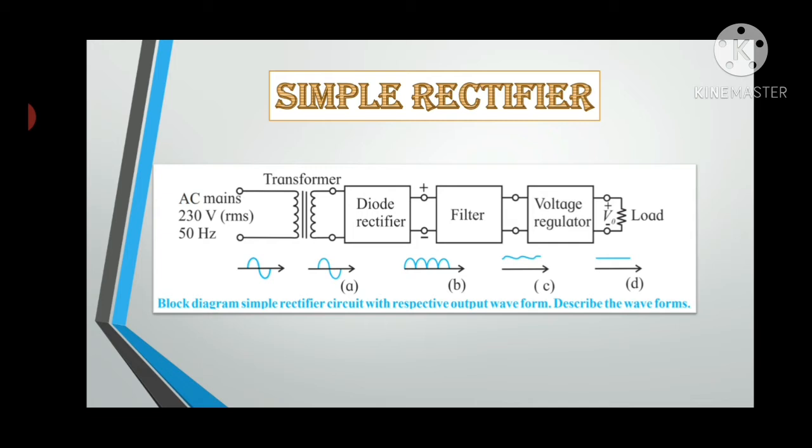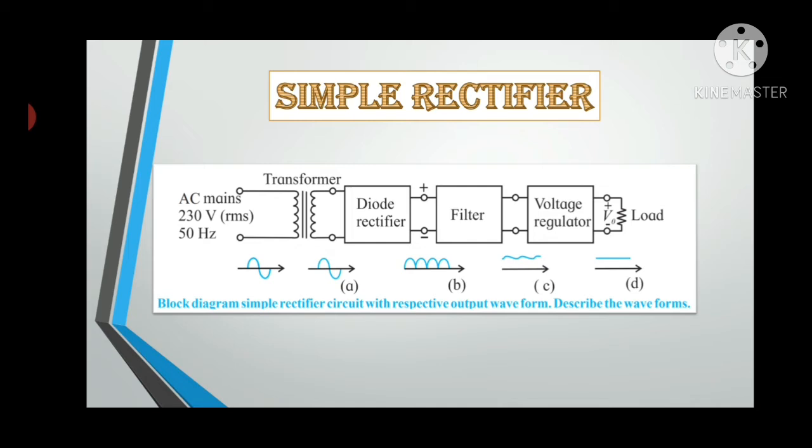Here the AC mains is in the form of a sinusoidal wave. Sinusoidal wave means what? It has a positive cycle and a negative cycle, as shown in the figure below the AC mains. Now this AC mains is connected to the primary coil of the transformer. The transformer consists of two coils which are separated by some distance, and the first coil is called the primary coil, and the second coil is called the secondary coil.